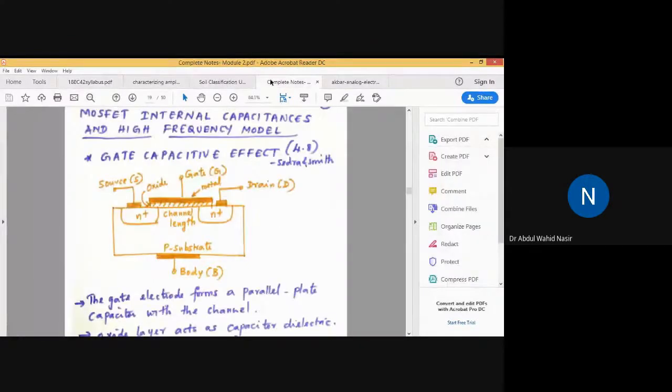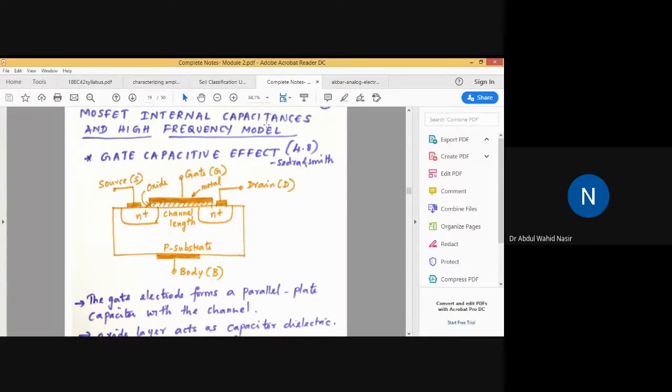So one thing I want to explain is why we are studying the MOSFET internal capacitances now. What is the reason for analyzing the MOSFET internal capacitances now? Whatever earlier models we have developed, the hybrid pi model for MOSFET and other models, there we have not taken into account the capacitive effect of the MOSFET.